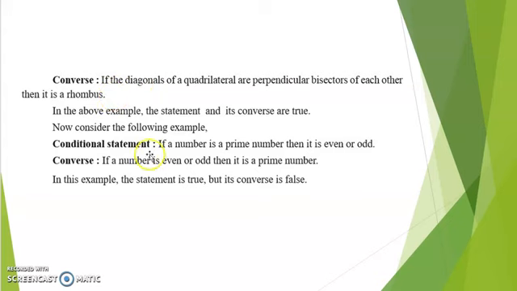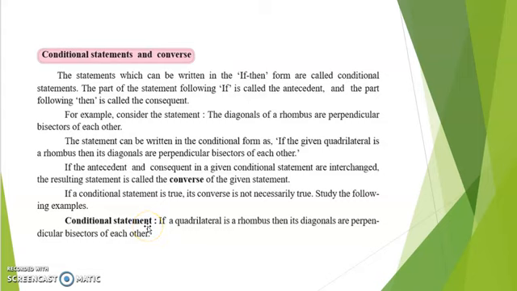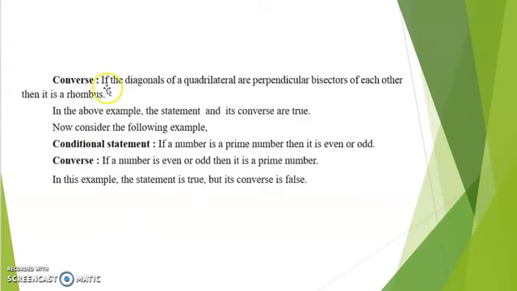This is the converse. Another example, conditional statement: if a number is a prime number, then it is even or odd. Its converse would be, if a number is even or odd, then it is prime. Now, my dear students, a conditional statement may be true, but its converse is not always true. In this case, if a quadrilateral is a rhombus, then its diagonals are perpendicular bisectors of each other. We know that this is true. Let's see the converse. If diagonals of a quadrilateral are perpendicular bisectors of each other, then it is a rhombus. The converse is also true in this case.